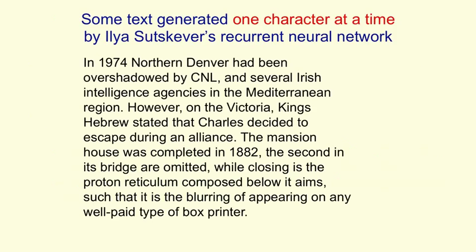So remember, this text was generated one character at a time. Notice that it makes reasonably sensible sentences, and they're composed almost entirely of real English words. Occasionally it makes a non-word, but they're typically sensible words. And notice that within a sentence, it has some thematic sense. So the phrase, several Irish intelligence agencies in the Mediterranean region, has problems, but it's almost good English. Notice also the thing it says at the end, such that it is the blurring of appearing on any well-paid type of box printer. There's a certain sort of thematic thing there about appearance and printing, and the syntax is pretty good. And remember, that's one character at a time.